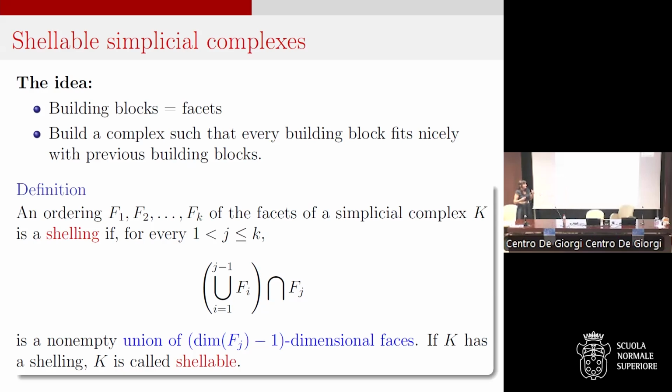How? Well, again, we want those building blocks to fit nicely, and our building blocks are going to be facets. So just maximal simplices. And here is the precise definition. It says that, well, let's have an ordering of facets: facet, facet, facet, facet. That ordering is a shelling if for every facet, when we look at its intersection with the union of previous building blocks, what we already built, that intersection is pure codimension 1. Okay? And then it's a shelling order. If some simplicial complex has a shelling order, at least one, we call it shellable.